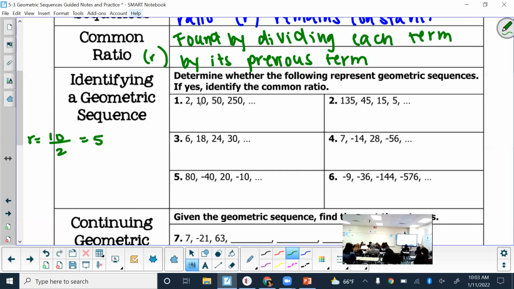So just see if it's constant throughout. 2 times 5 is 10. Is 10 times 5 50? Yes. Is 50 times 5 250? All right, yes. So yes, it is a geometric sequence because it's constant throughout. It's constantly multiplying by 5 each time. Questions about that?